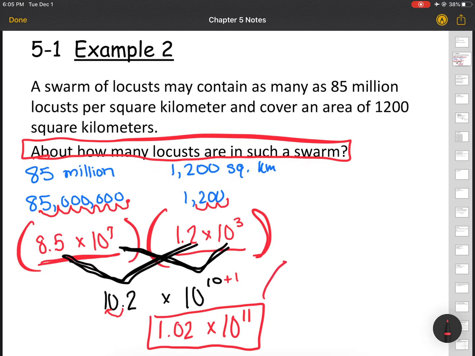Okay, and if we put that back as a regular number, that is 102 and 9 zeros. So that's a pretty big amount of locusts in that area of just 1,200 square kilometers.